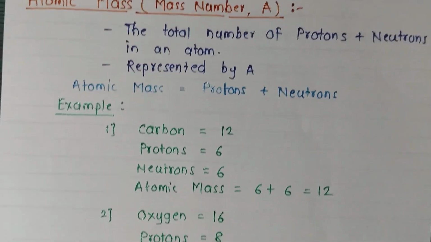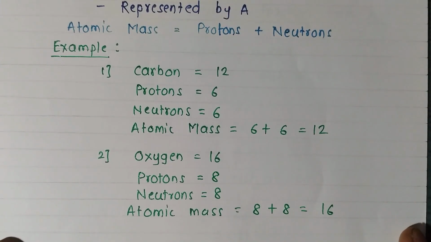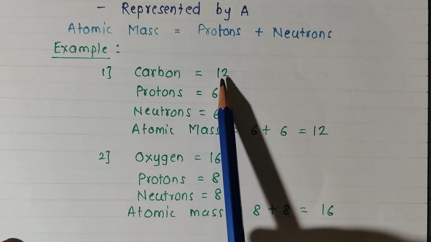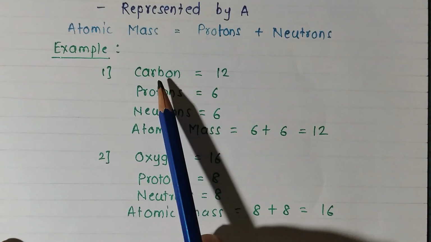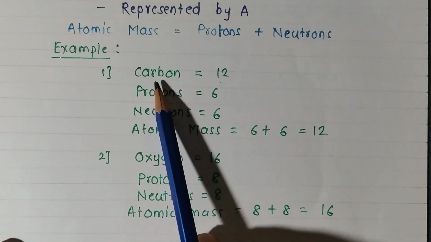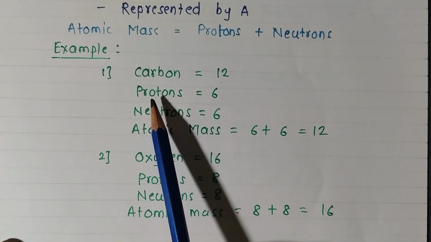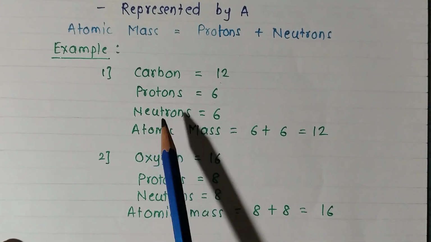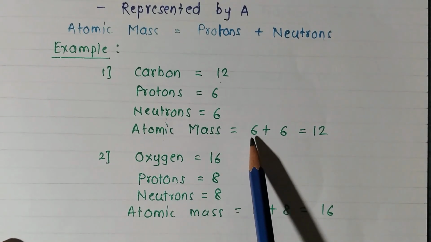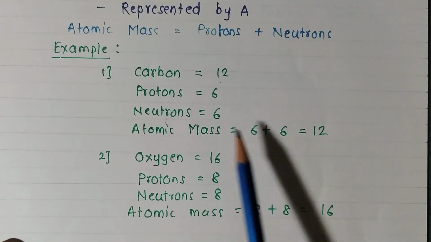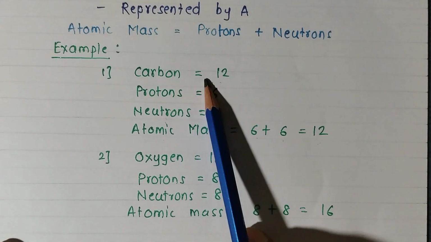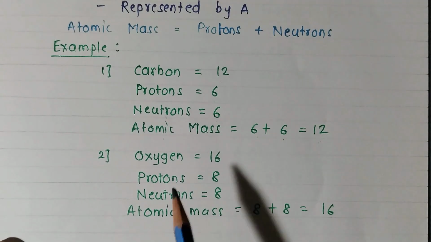Now we understand atomic mass with an example of carbon. Carbon has atomic mass 12. So why is the mass of carbon 12? Carbon consists of 6 protons and 6 neutrons. Atomic mass means the total number of protons plus the total number of neutrons. So that's why the atomic mass of carbon is 12.